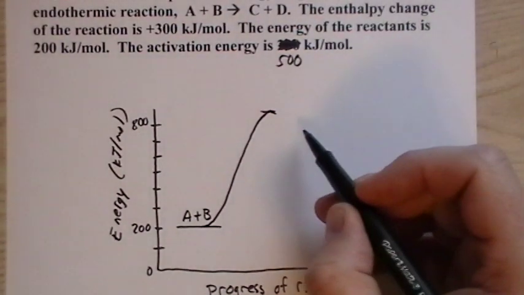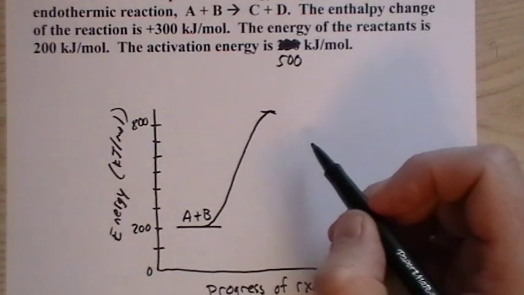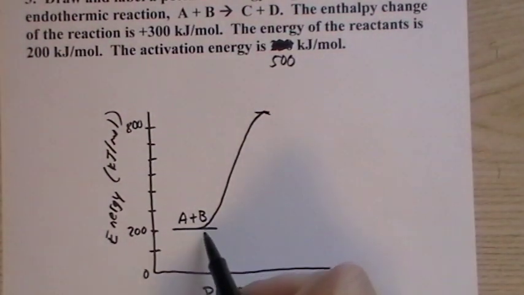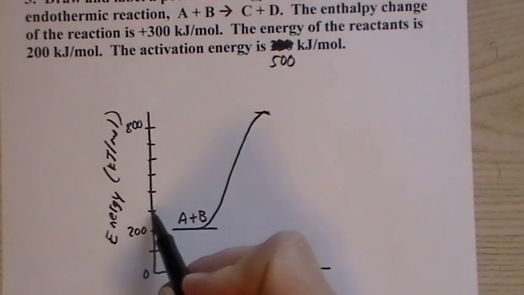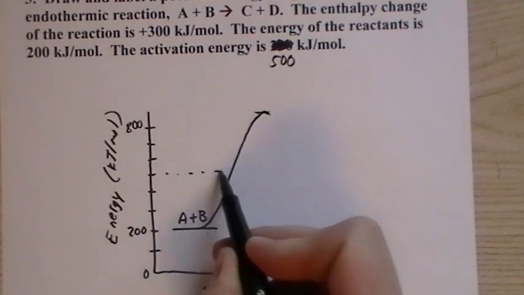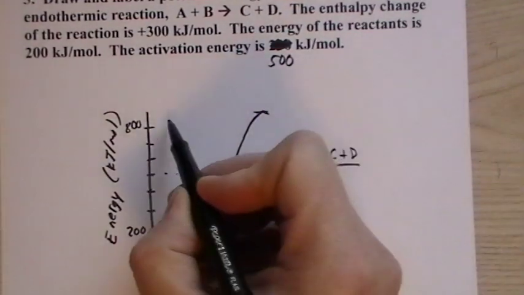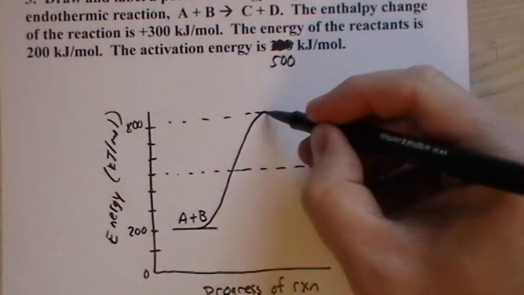And then the energy of the products, okay, so the enthalpy change is 300, so that's going to be 300 above what we started with. So 1, 2, 3, to go right across there, C plus D. And then this drops down.